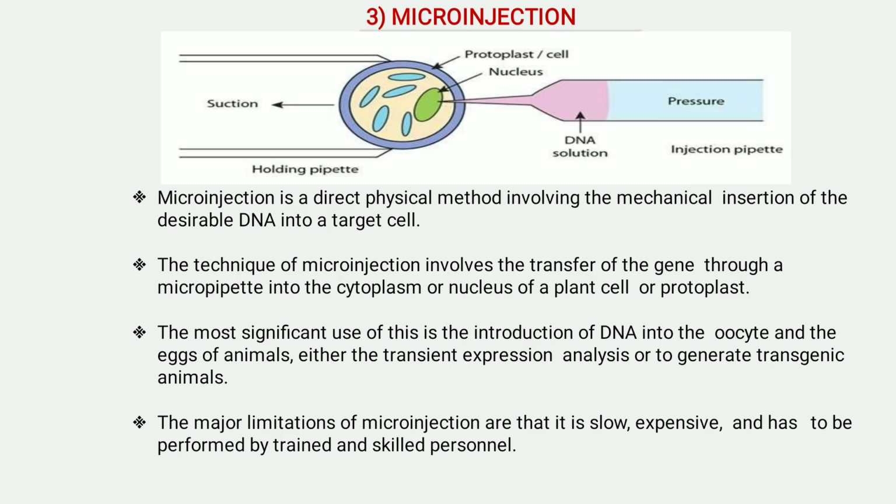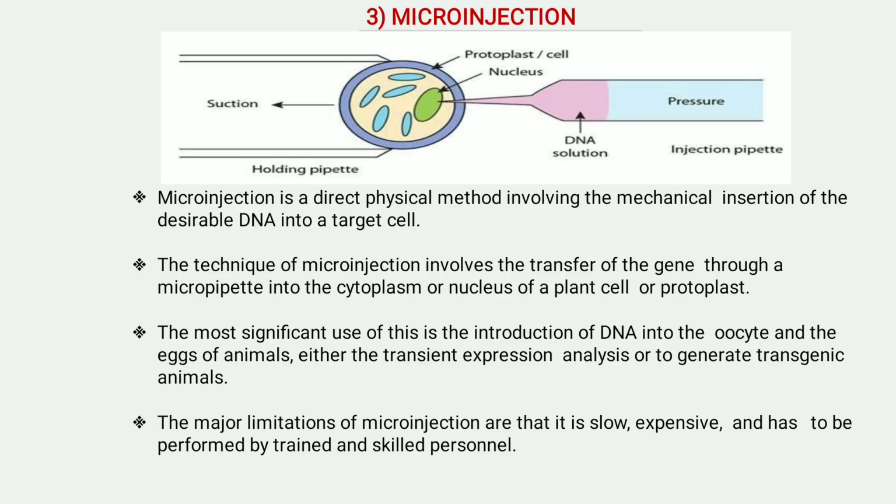Next is microinjection. Microinjection is a direct physical method, which involves mechanical insertion of the DNA. The transfer of the gene is done through a micropipette into the cytoplasm or the nucleus. So this is microinjection, the physical method of gene transfer, with mechanical insertion of the DNA through the micropipette.